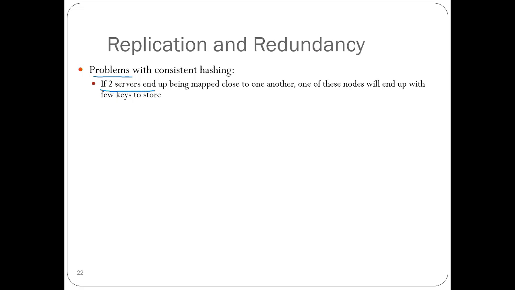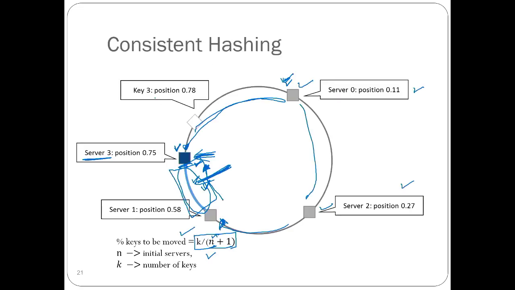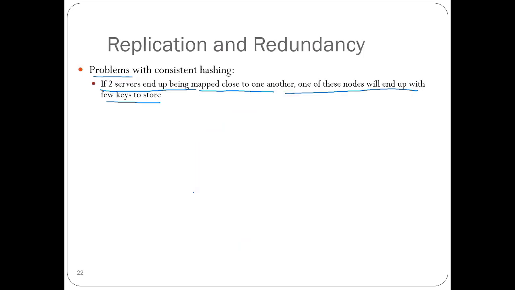If two servers end up being mapped close to one another, then one of these nodes will end up with few keys to store. Does that make sense? Let's go back. If in place of putting this server here, I put it up here, or another server over here, then look at it, only the keys which are mapped in this region will be stored over there. So this could be a problem.